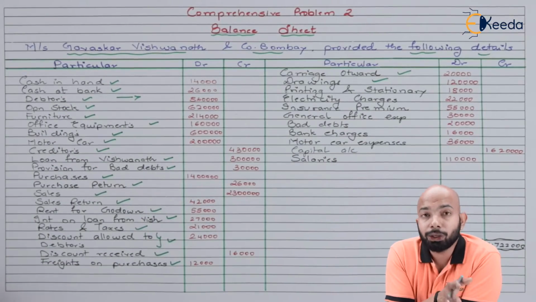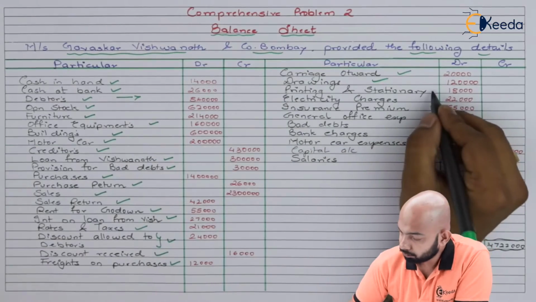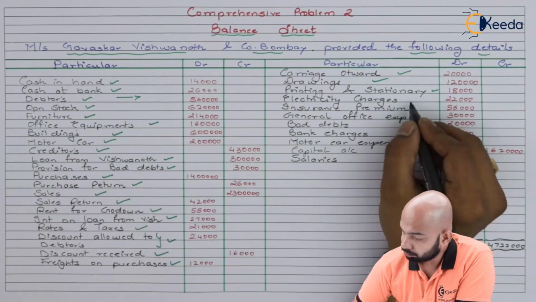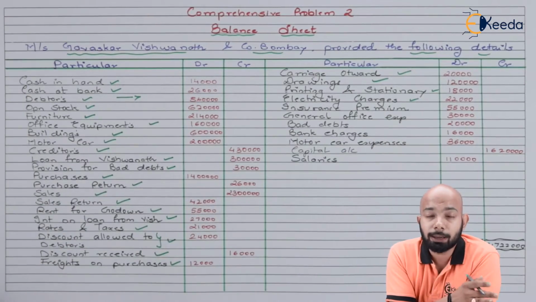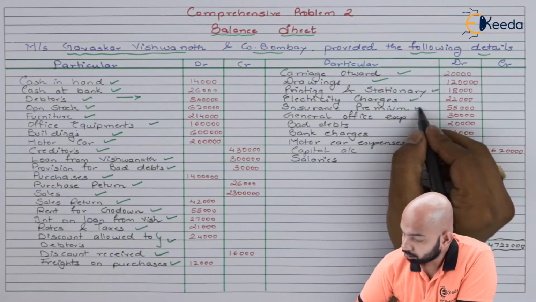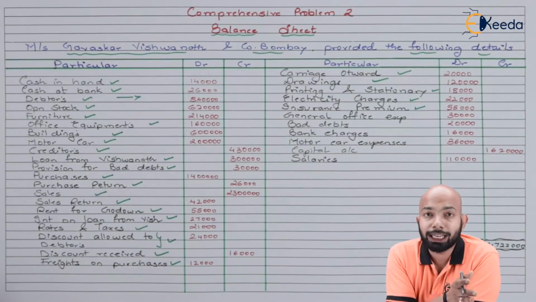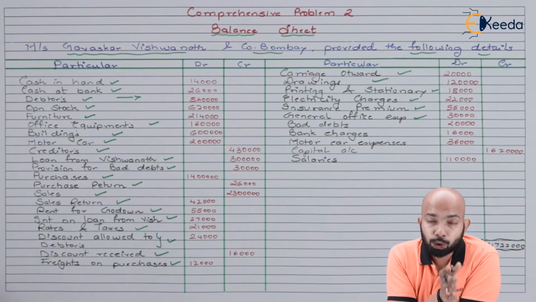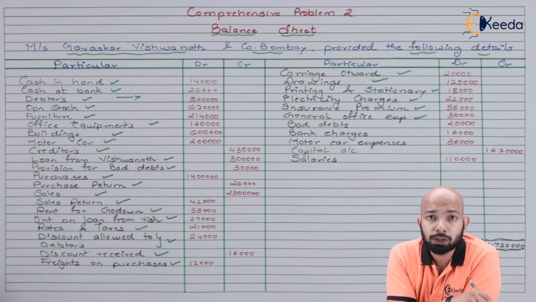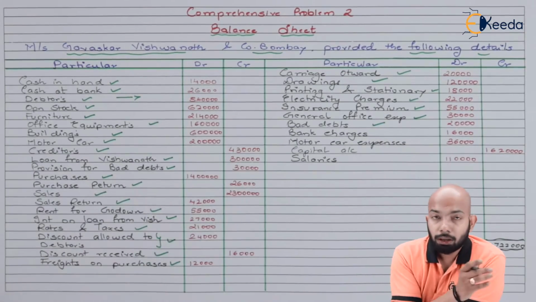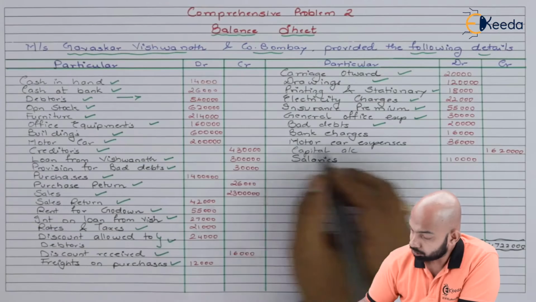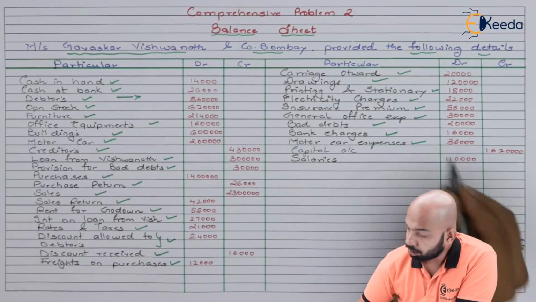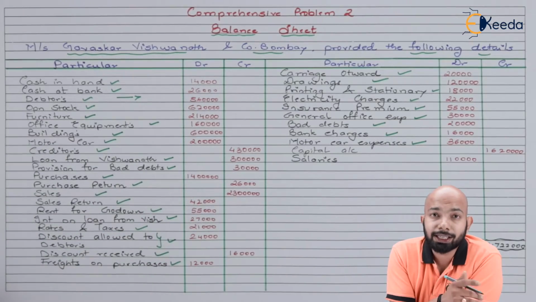Drawings during that year are 1,20,000. Printing and stationery comes to 18,000 rupees. Electricity charges come to 22,000. Insurance premium paid for that year is 55,000. General office expenses, which will be a part of the P&L account, amount to 30,000. Bad debts amount to 20,000. Bank charges are 16,000. Motor car expenses are 36,000.